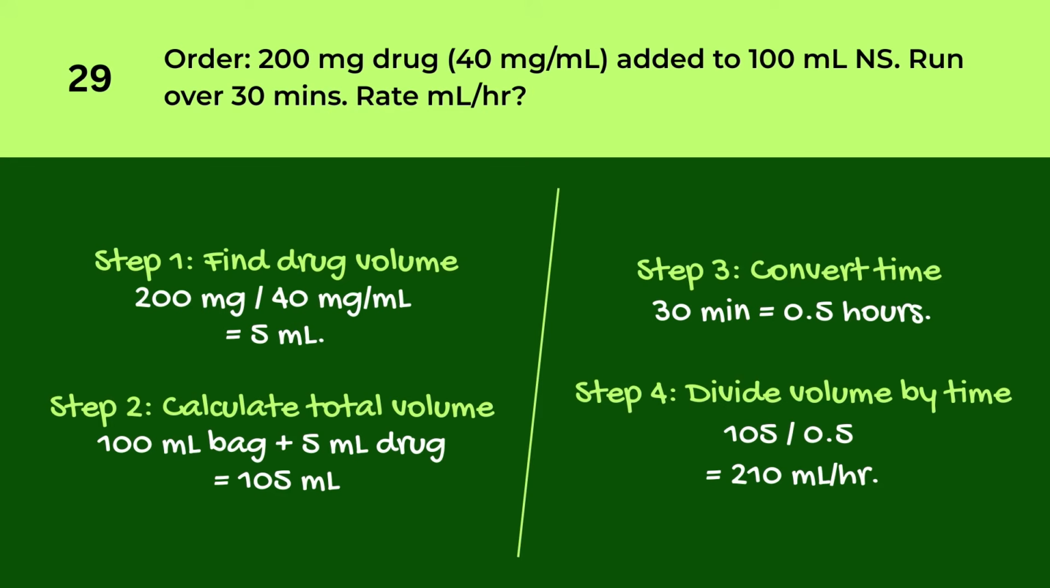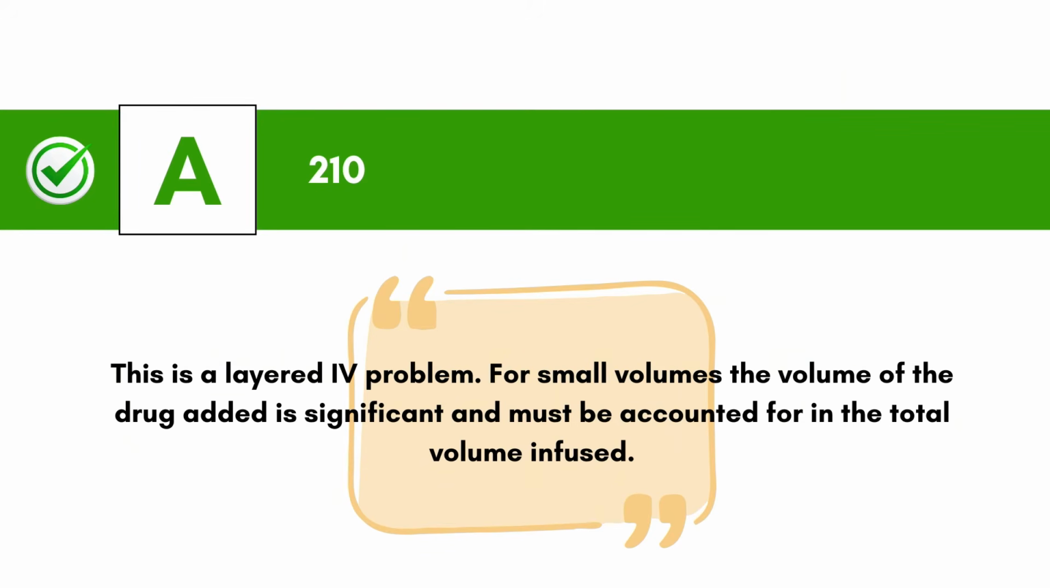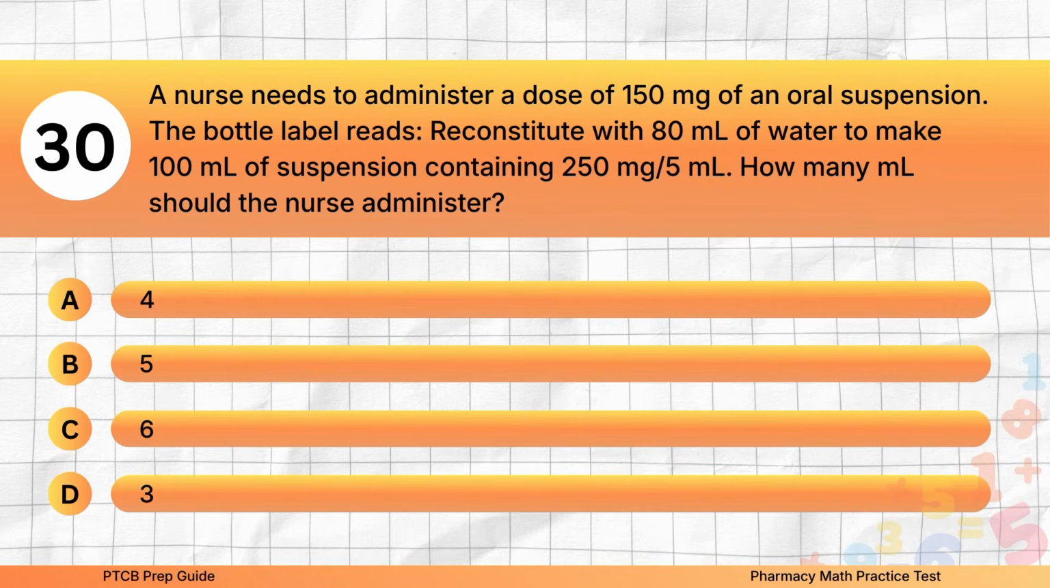Let's lock it in. Spot on. Option A is correct. This is a layered IV problem. For small volumes, the volume of the drug added is significant and must be accounted for in the total volume infused. Let's solve a reconstitution question.